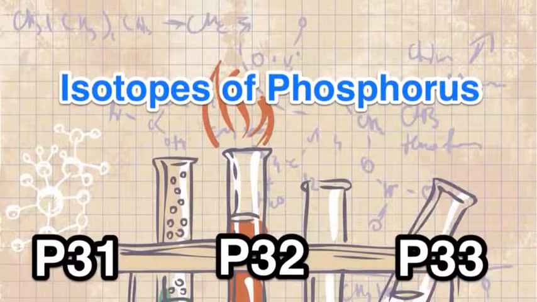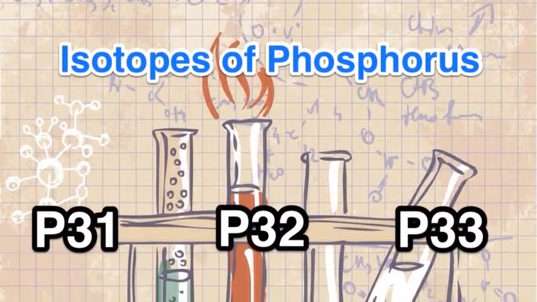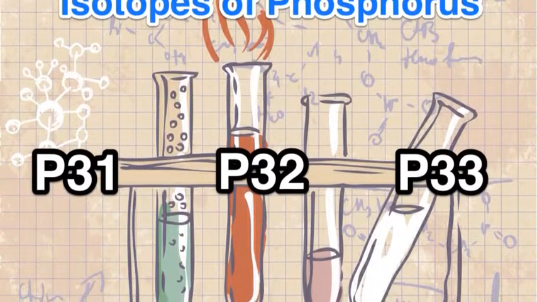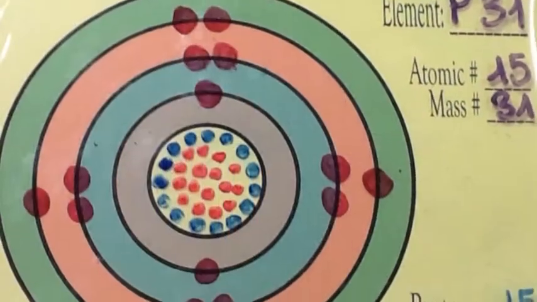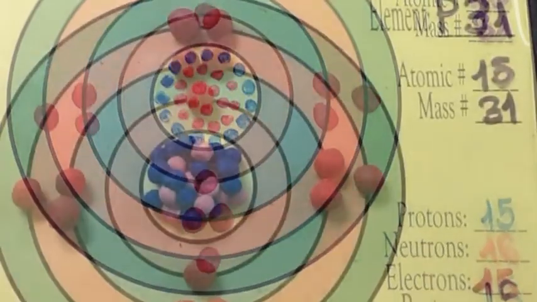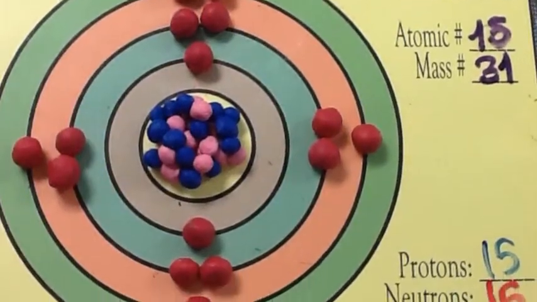The isotopes of phosphorus are phosphorus 31, phosphorus 32, and phosphorus 33. Phosphorus 31 has 15 protons, 16 neutrons, and 15 electrons. This is the most stable form of phosphorus.